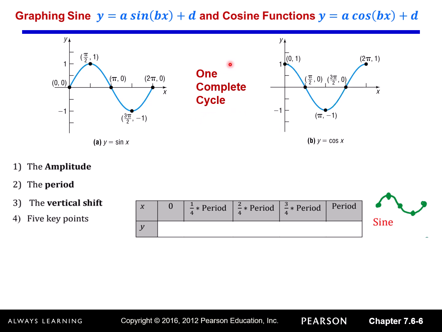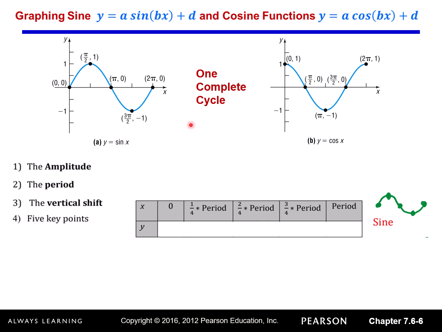The graph shows one complete cycle for sine and one complete cycle for cosine. The general form of a sine function is y equal to a sine of bx plus d, while the cosine function is y equal to a times cosine of bx plus d. A is the coefficient multiplied to sine of bx, while bx is the angle for sine, and d is a real number added to the sine function, same as in this general form for cosine.